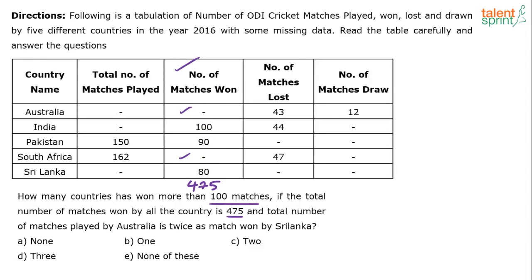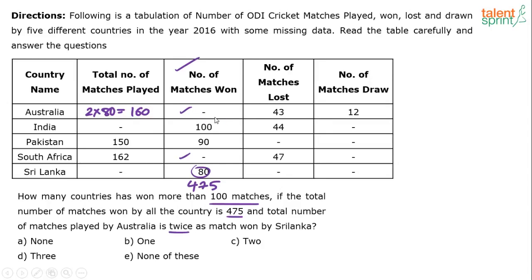So not really helpful. But look at the other point given to us. The total number of matches played by Australia is twice the matches won by Sri Lanka. Now, how many matches have been won by Sri Lanka? 80, right? So the number of matches played by Australia is 2 times 80, and that's equal to 160. Now that we have figured out the number of matches played by Australia, can we find out the number of matches won by Australia?